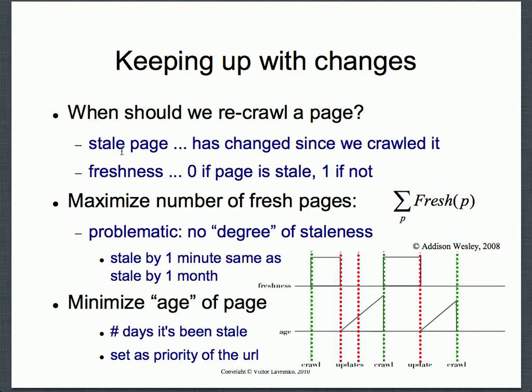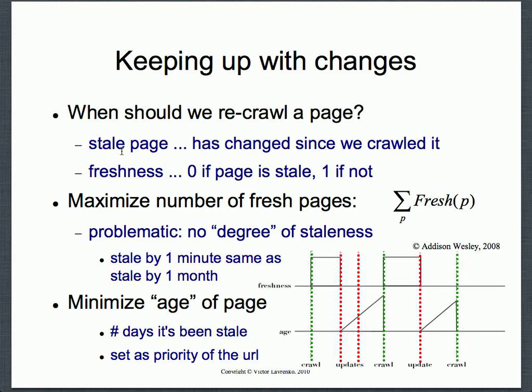For age, what's happening is I've crawled it. The age stays 0 until the next update to the page, until the time when the page changes, and then it goes linearly until I get to the next crawl time, and then it drops back to 0, right? So I have 2 updates that happen in this region, but that doesn't affect the age, because the age starts growing once you've had the first update to the page. Once it's become stale, right there, the age starts growing, and it's not affected by subsequent updates.